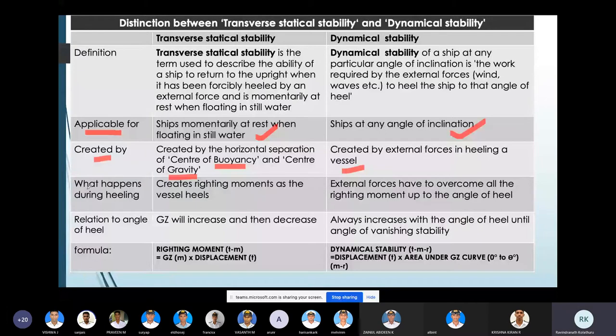What happens during heeling is it creates righting moments as the vessel heels. As your vessel is heeling, your GZ curve will increase. As your GZ increases, obviously when you multiply it with displacement, your righting moments are going to increase. Here external forces have to overcome all the righting moments, because whatever the righting moments are, they have to overcome them to heel.